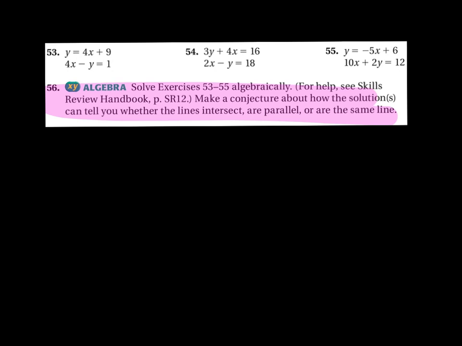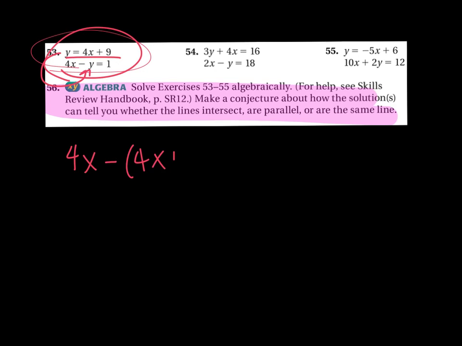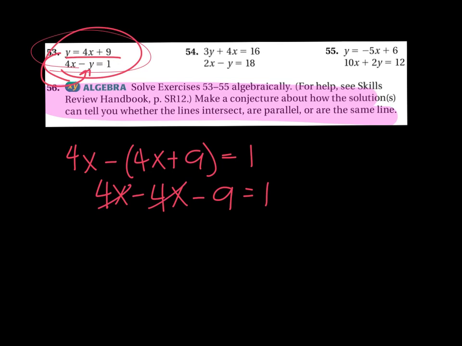Okay, so the direction said, I only gave you 53. It said 53 to 55, solve it algebraically. So algebraically means systems of equations. This is set up as substitution, meaning one equation is already solved for a variable. So if the top is telling you that y equals 4x plus 9, then what you can do is take that and plug it in the place of y. So I get 4x minus y, which is now 4x plus 9, equals 1, and then distribute the negative. And these cancel, and I get negative 9 equals 1. So what kind of an answer is that?